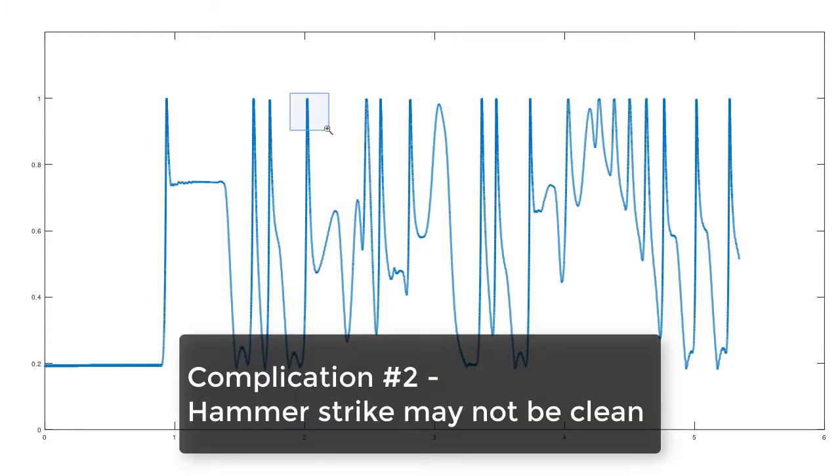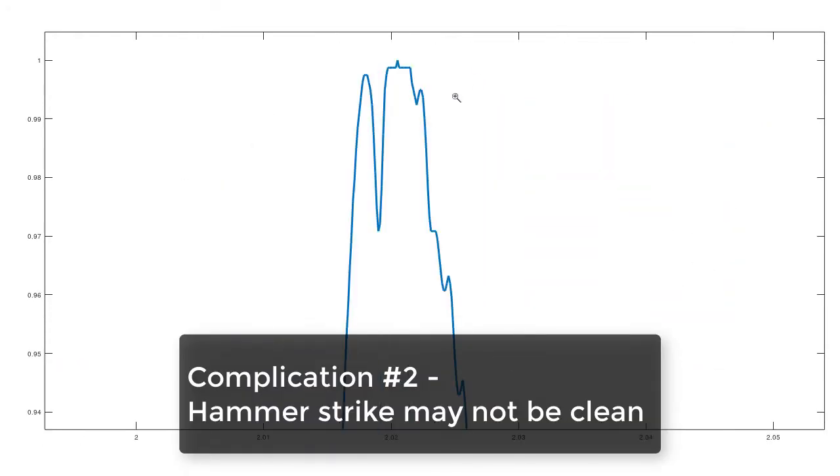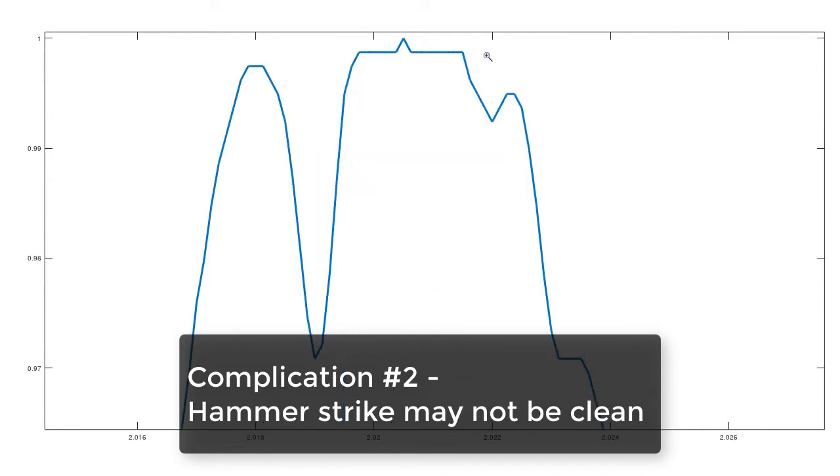Another complication is that the hammer strike might not be clean. Now, maybe this bouncing seen here is only for the prototype system and will not happen in the final system, I don't know. But I would like my algorithm to be robust for something like this. I don't want false multiple strikes.